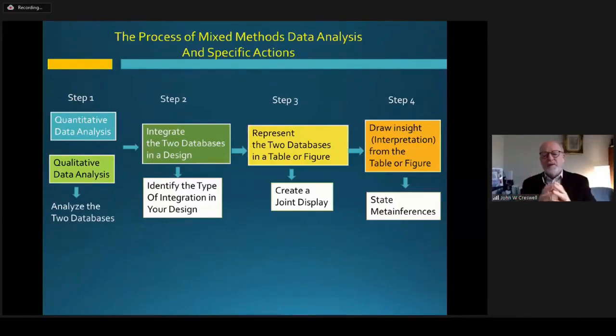And then from that joint display, we're then going to draw conclusions, insights, inferences, really on what the integration adds to our project beyond what we learned quantitatively or qualitatively. What new insight do we get from actually bringing the two databases together?